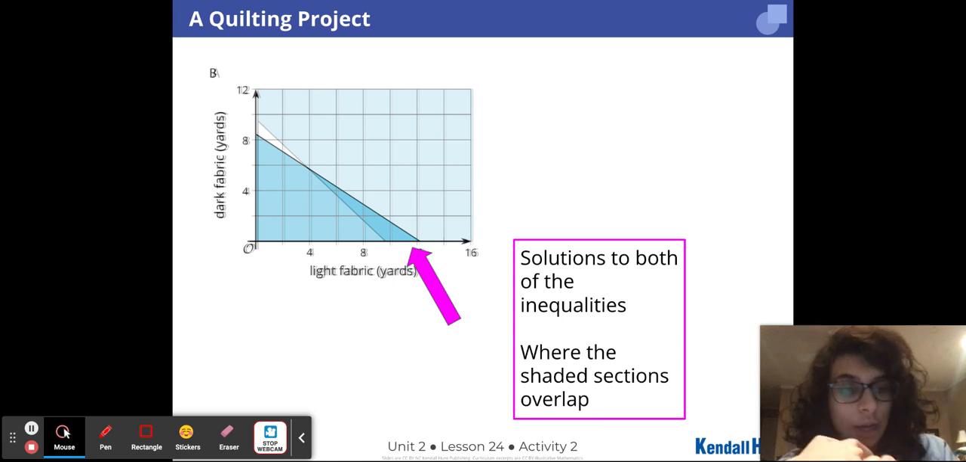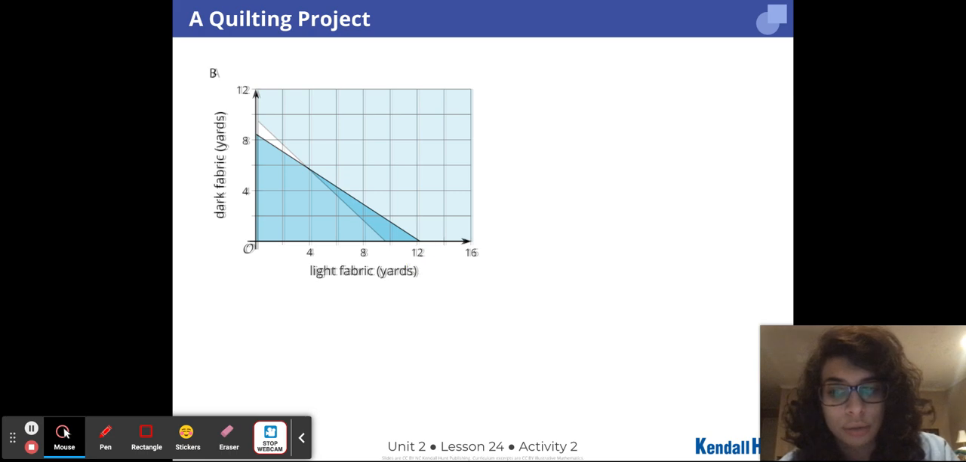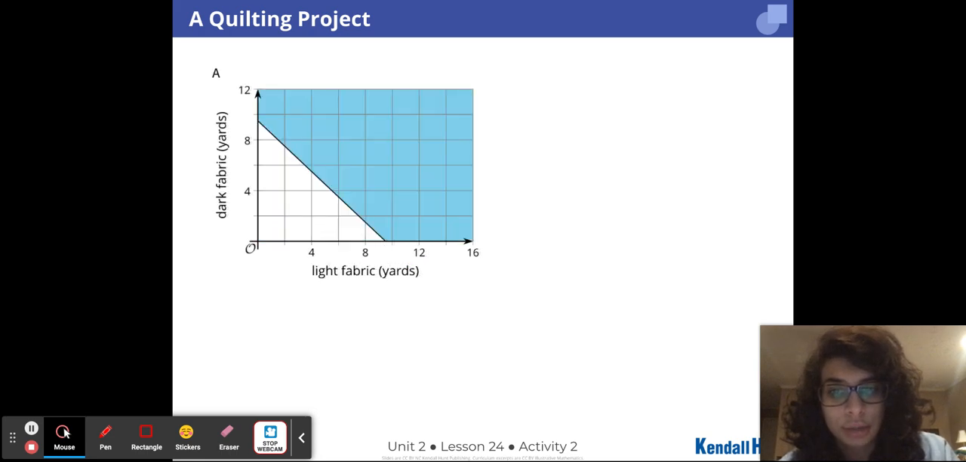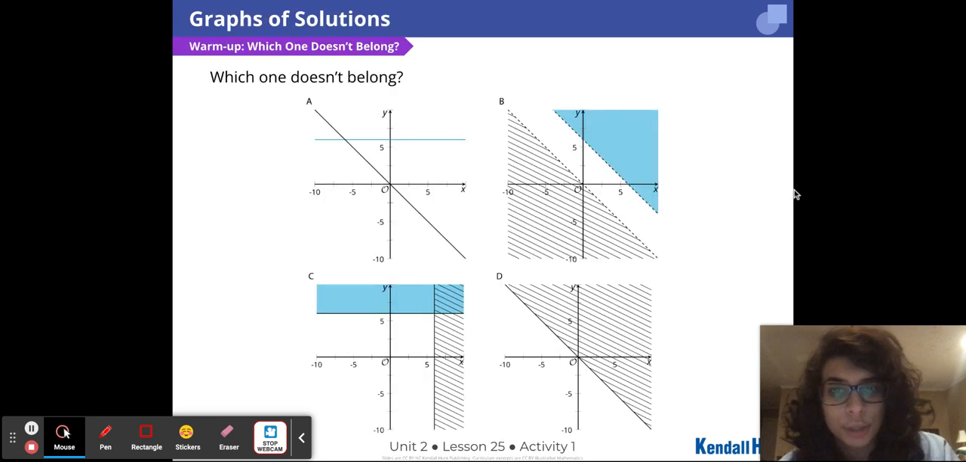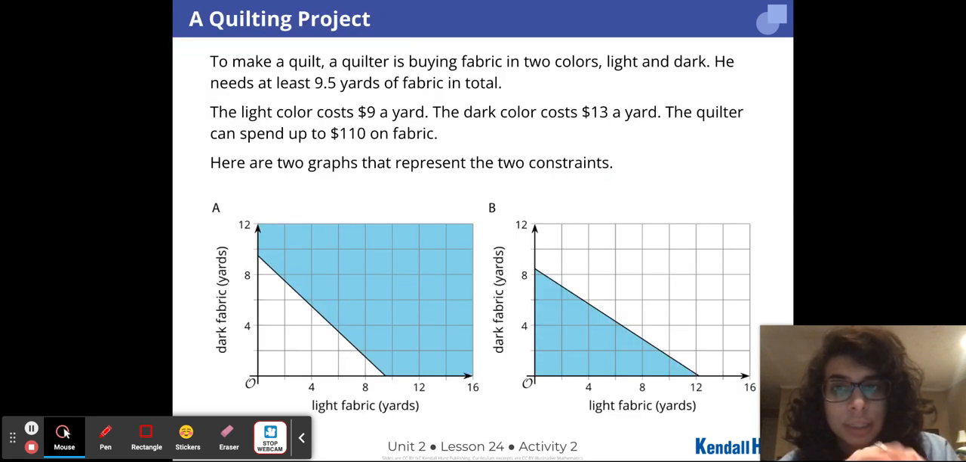It satisfies the fact that it is under this amount of money and it costs this much and it's this much fabric. Right? Give me that full sentence as you're getting into it. And so when you're talking about your two constraints, your two constraints must be fulfilled. Your two constraints are that it needs to be at least 9.5 yards and spend up to $110. And so what you're going to tell me is this many yards of light fabric and this many yards of dark fabric are at least 9.5 yards and cost at most $110 on your fabric.